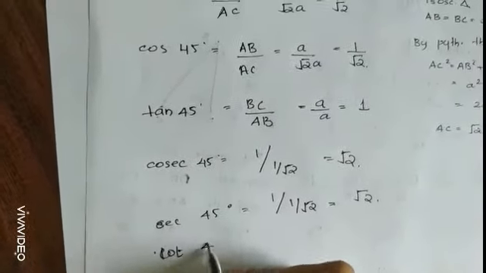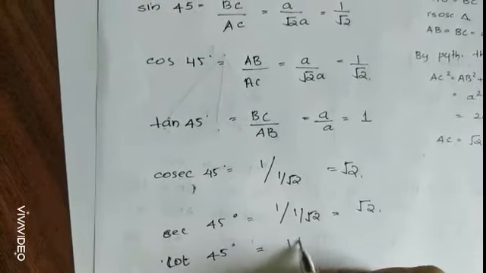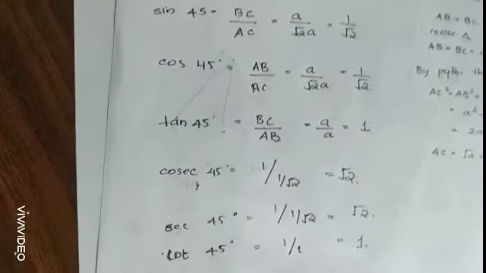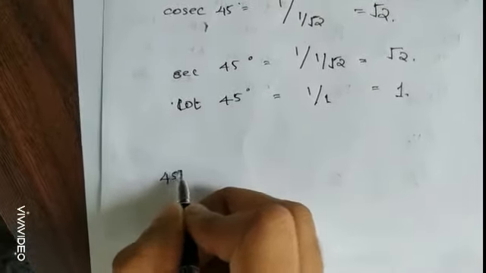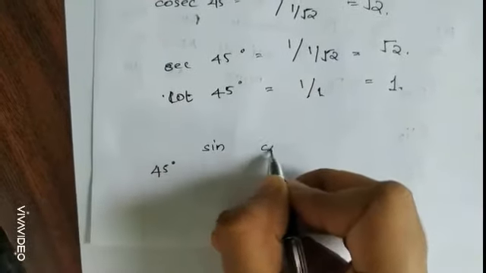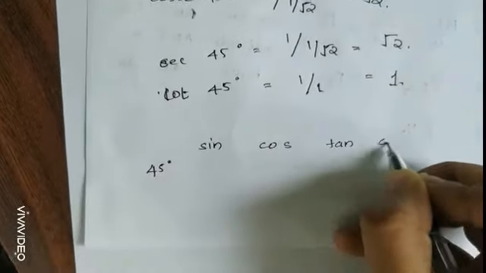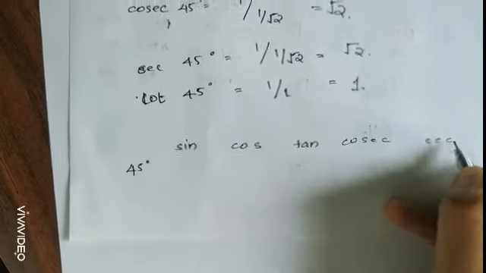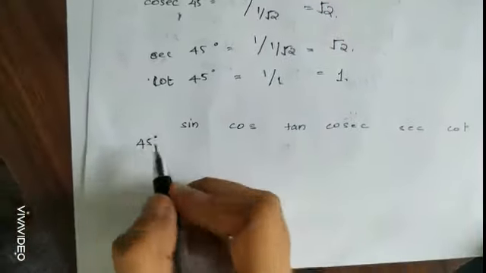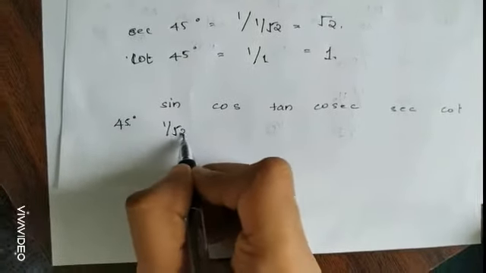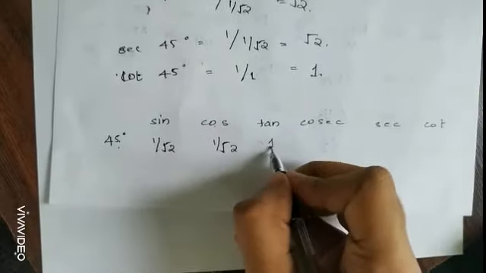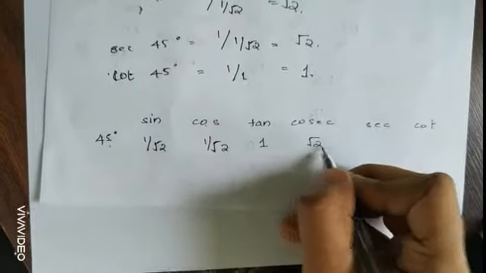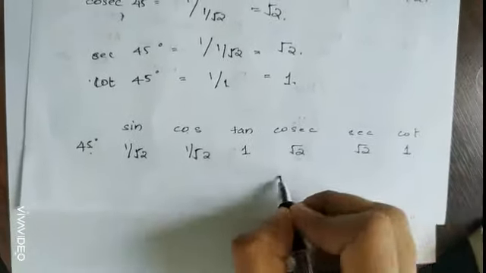Now cot 45 degree is equal to 1 by 1, which is equal to 1. Let me summarize. For 45 degree: sine 45 is 1 by root 2, cos 45 is 1 by root 2, tan 45 is 1, cosec 45 is root 2, sec 45 is root 2, and cot 45 is 1.